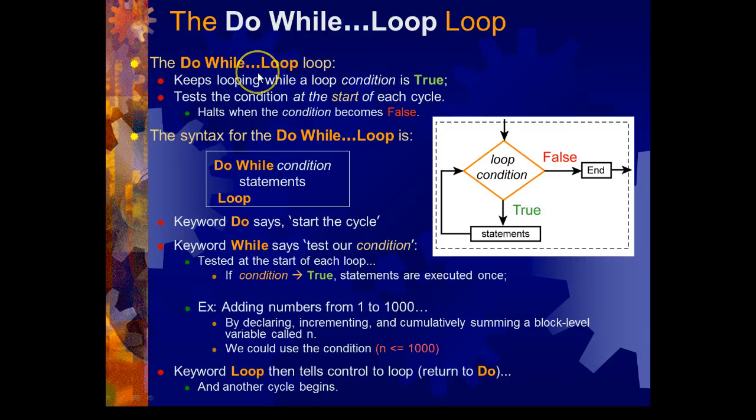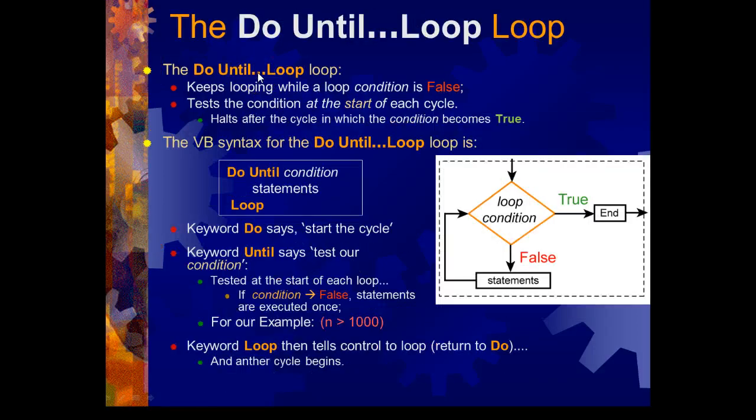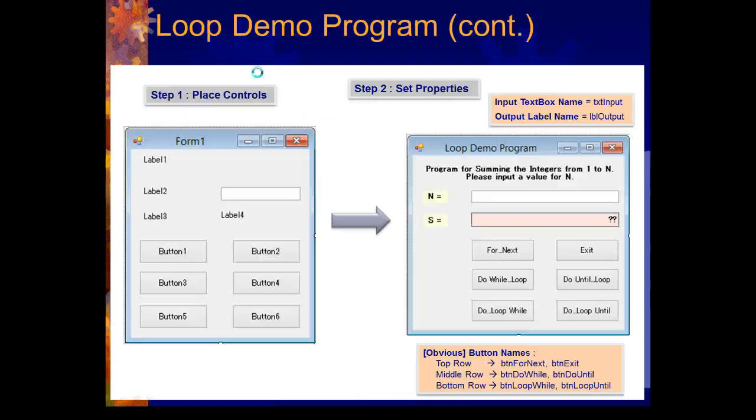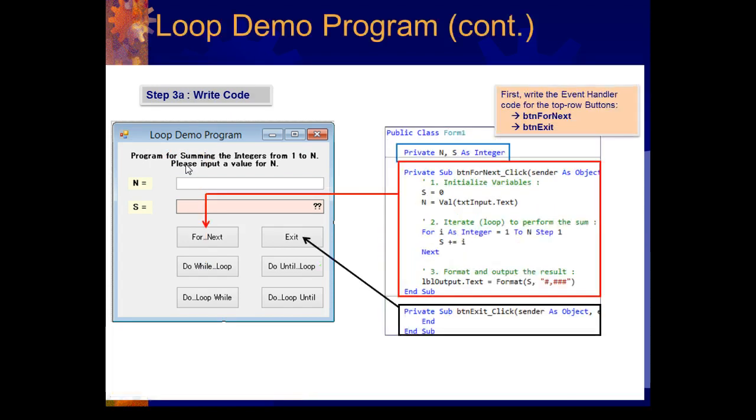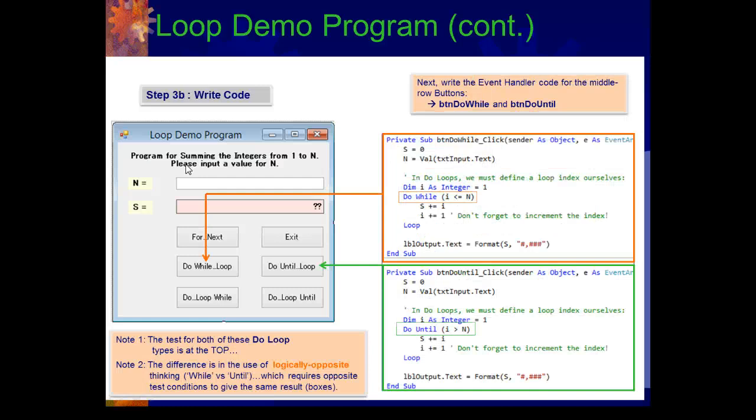The while loop. But if you want it to happen while the condition is false, you use the until loop. So let's look at this example. Here, we just did this using the do while loop, right? We just did this. This was to do what? To program for summing the integers from 1 to n, right? Now we did it 2 ways so far. We used the for loop, but then the second time we used the do while loop.